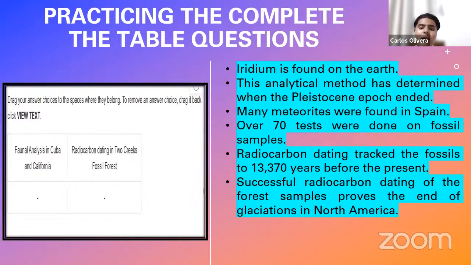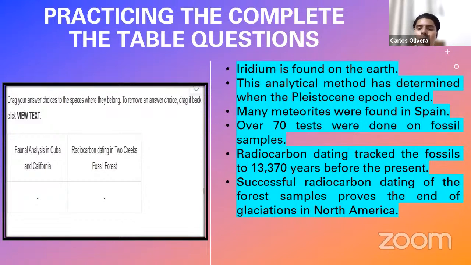How are we going to do that? Well, by reading and thinking, hey, does this sentence have a relationship with that category? Let me give you an example. I remember that the 4th sentence, the one that says, over 70 tests were done on fossil samples, was part of the investigations they were making in Cuba and California.